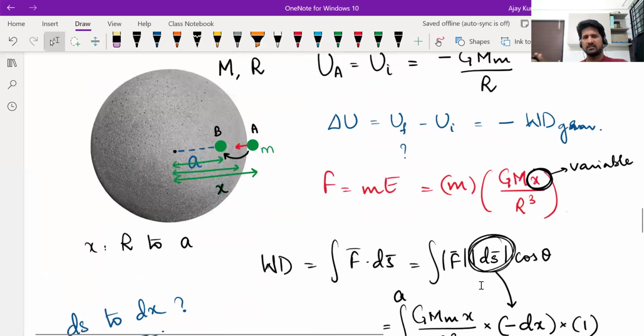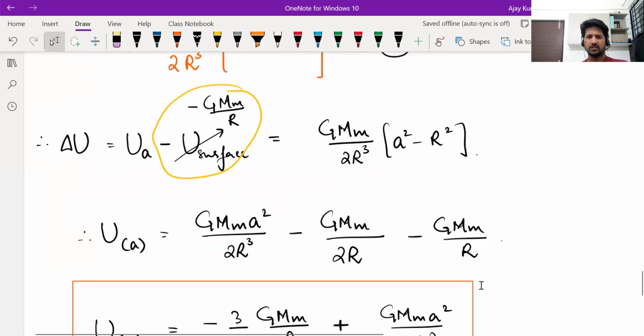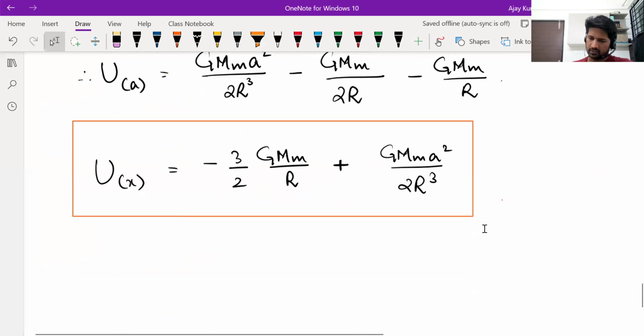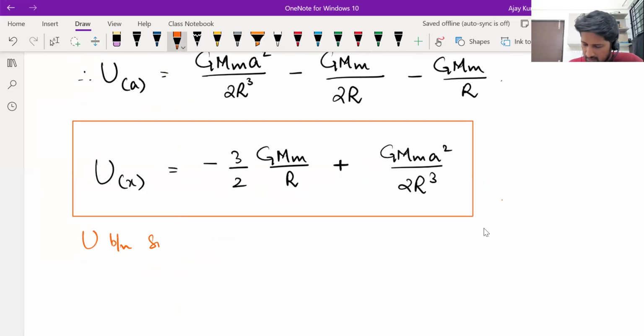Surface we know minus GMm by capital R. Take it from surface to wherever you want to know the potential energy. Derive the expression for work done properly with limits. Final potential energy you will get. Okay, so this is the formula for potential energy between a uniform solid sphere and a particle inside it. Okay, inside it.